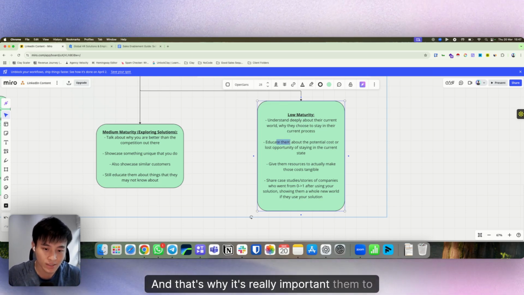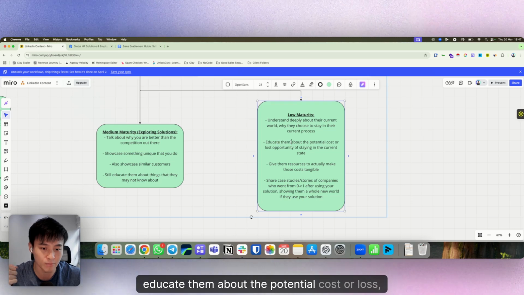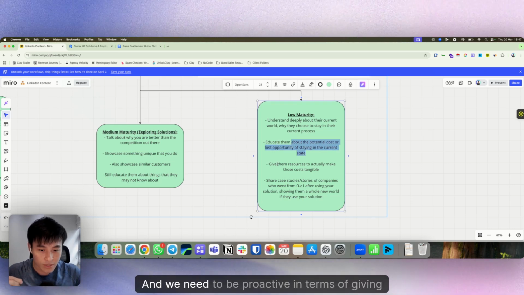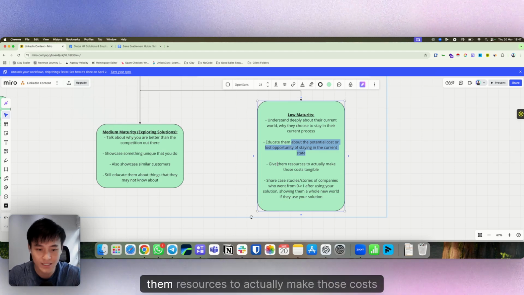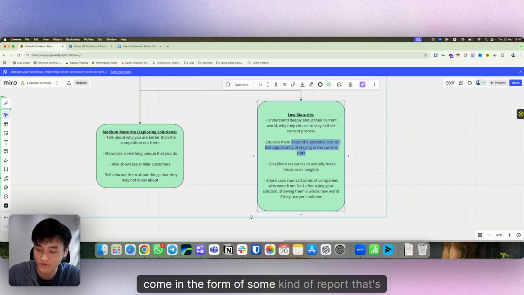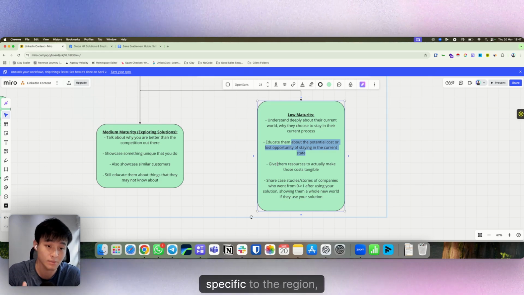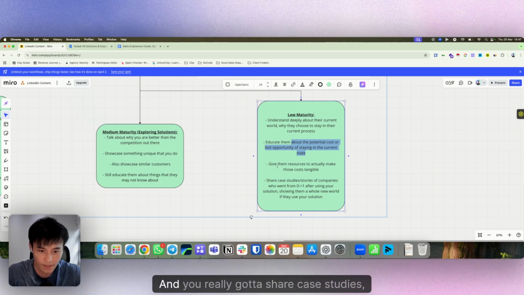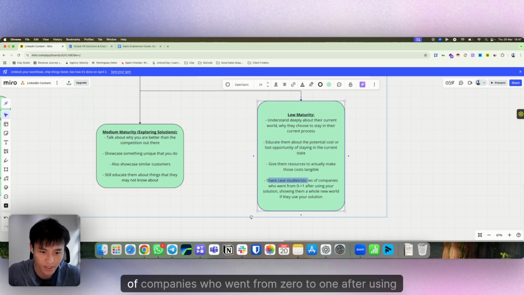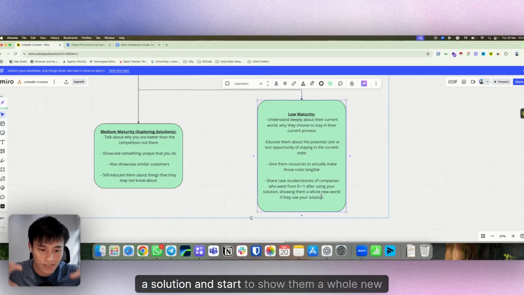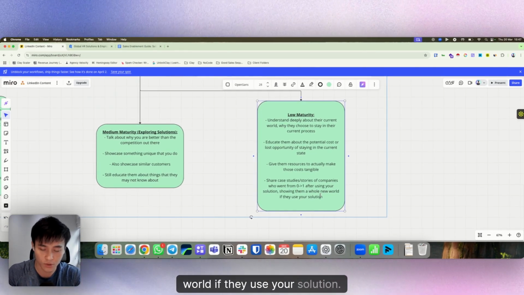And that's why it's really important to educate them about the potential cost or lost opportunity of staying in the current state. And we need to be proactive in giving them resources to actually make those costs tangible. This could come in the form of a calculator, or some kind of report that's specific to the region, specific to the local country. And you really have to share case studies, right, of companies who went from 0 to 1 after using your solution, and start to show them a whole new world if they use your solution.